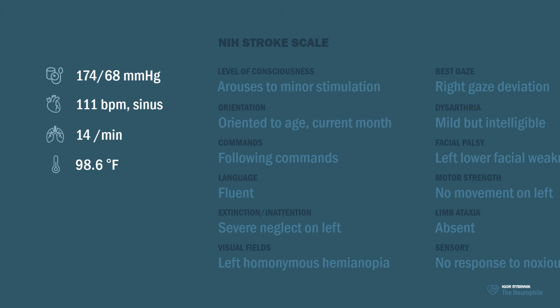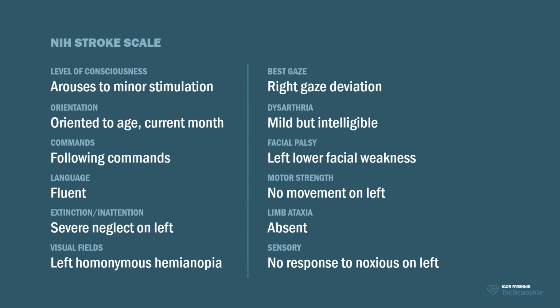First, the vitals. Blood pressure is elevated, there's tachycardia, but the rhythm is sinus. Respiratory rate and temperature are normal, and our patient is protecting their airway. His deficits persist, so let's apply the NIH stroke scale to examine him. NIH stroke scale is a nice rapid screening examination.